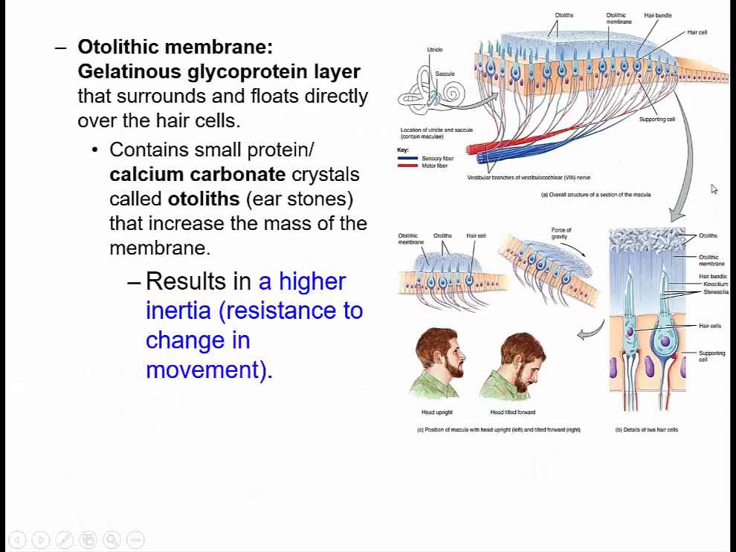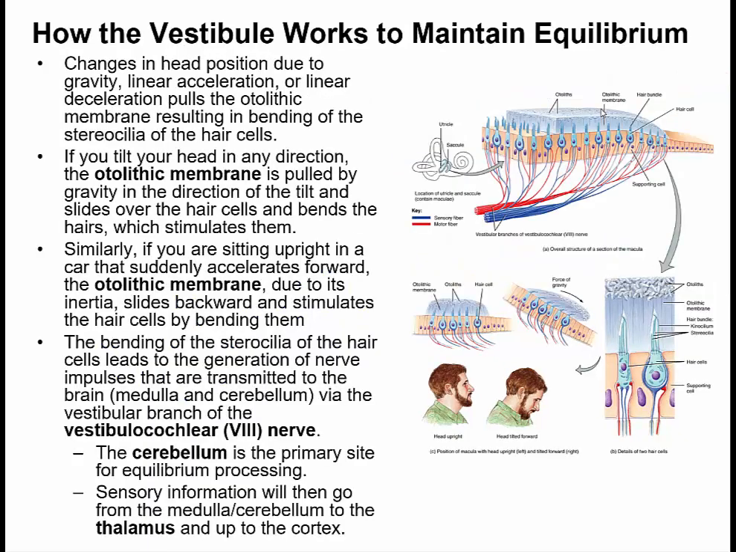This otolithic membrane is a gelatinous glycoprotein layer that surrounds and floats directly over the hair cells. It contains small structures that are a combination of protein and calcium carbonate crystals, and we refer to these as otoliths, or ear stones. Oto means ear, lith means stone. You want to make sure you star this. Sitting on the surface of the otolithic membrane are these calcium carbonate crystals called otoliths, and these basically give an increase in mass to the otolithic membrane. Now, why is this important?